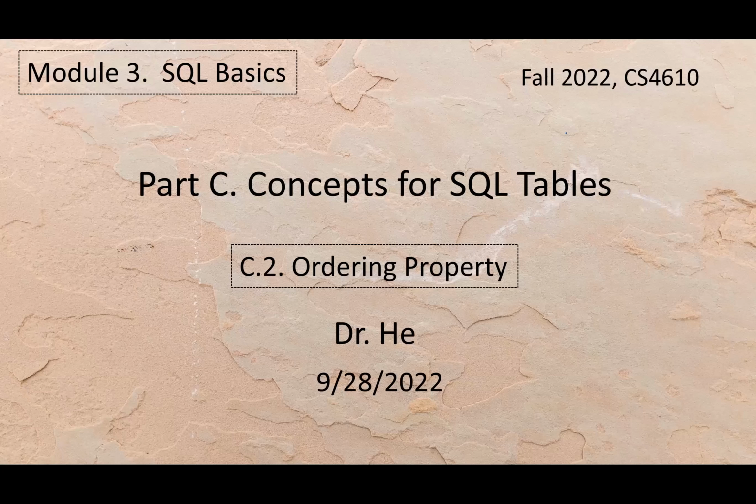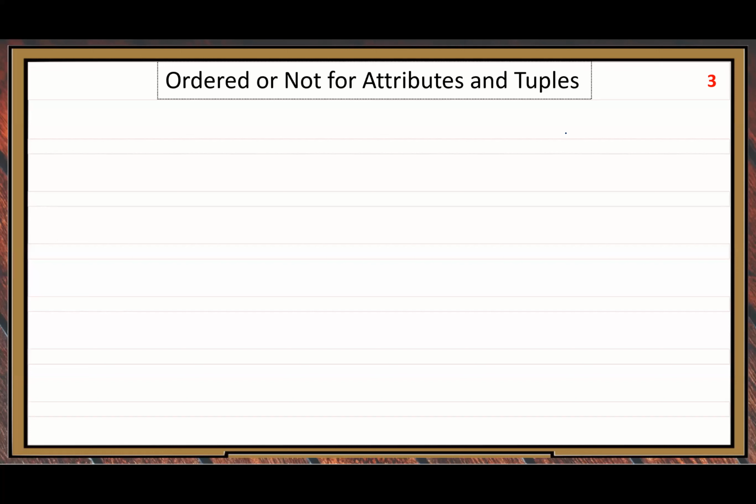All right. C.2, ordering property. Now, we discussed this basic property, ordered or not, for attributes and tuples. The ordering properties for these two concepts are different. Attributes and tuples, columns and rows, they are different. Let's look at the attributes, or columns.